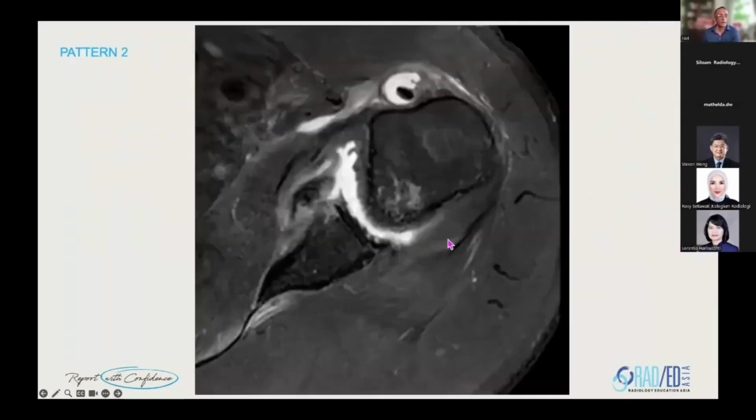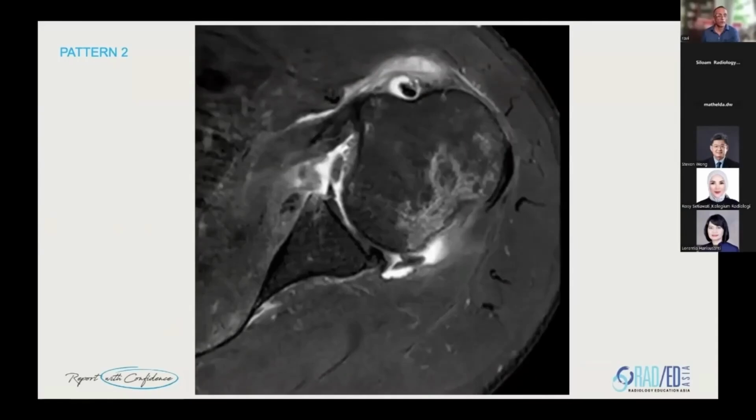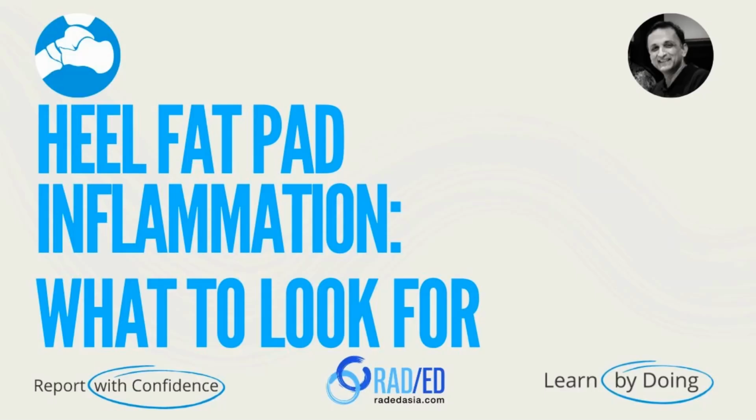Look at a second pattern. Okay, so this one should be very, very straightforward for you. What's the pattern here? So just in your own mind, you just work out what's wrong here. Okay, lots of trauma. There's been an anterior dislocation.